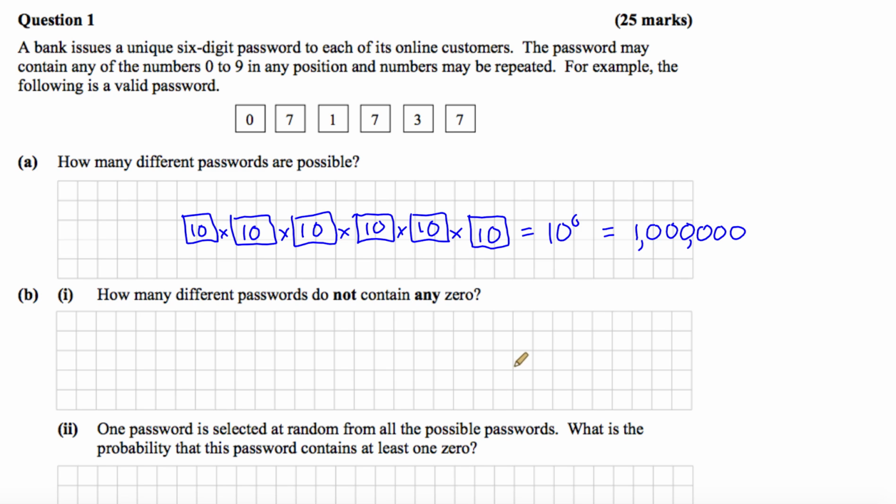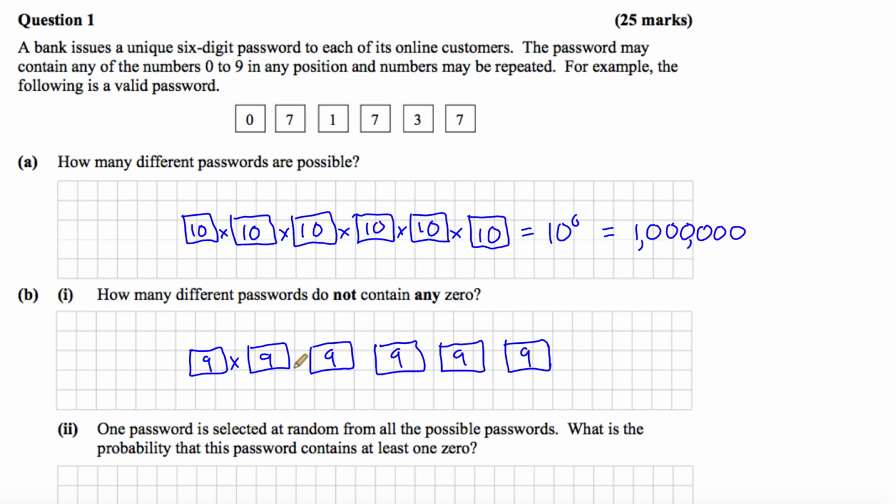B part 1 says how many different passwords do not contain any zeros. Okay, so it's still a 6-digit password. So again, if we visualize with the 6 boxes, this time you cannot have a 0. So if 0 is taken out, that means there's only 9 digits left. So you've only 9 choices for the first number in the password. And again, you're still allowed to repeat, so you've got 9 choices each time.